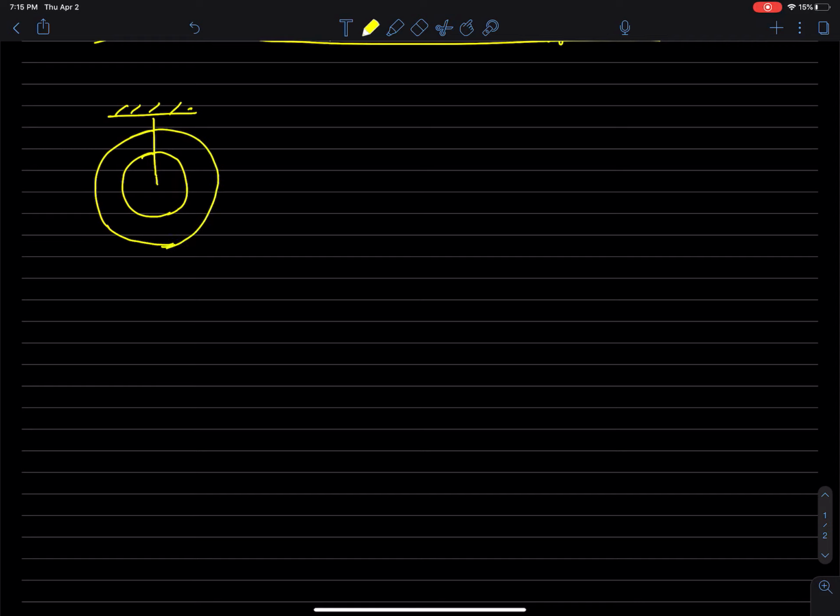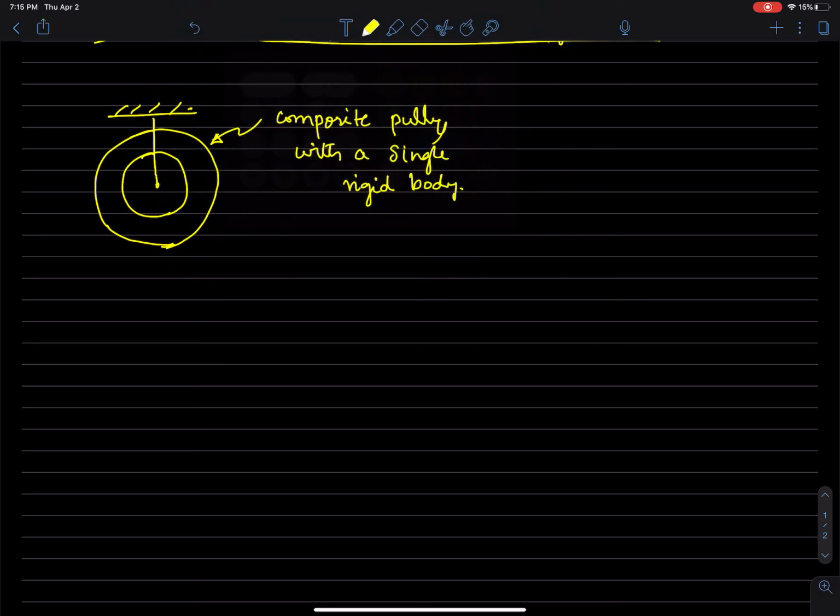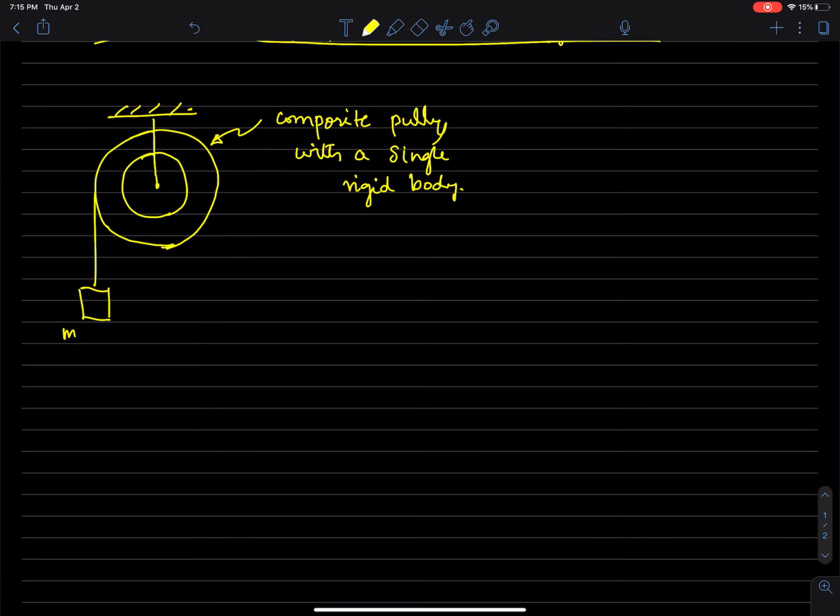Okay, it's a single rigid body. Composite pulley with a single rigid body, with two different radii, and what we have are these masses hanging from the two sides of the pulley. Let's call this mass M1, and let's call this mass M2. So they are connected to two different radii.